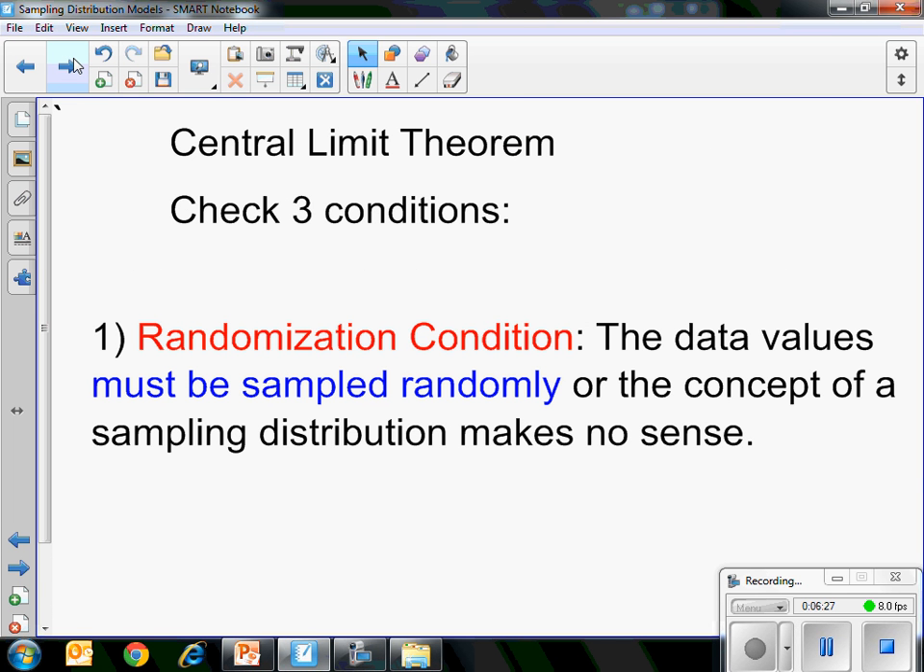So let's talk a little bit more about this central limit theorem and the three conditions that must be met in order for us to use it. And then you'll be able to use the normal model. So the first one is your randomization condition. The data values must be sampled randomly, or the concept of a sampling distribution really doesn't make sense. And again, it has to be randomly sampled.